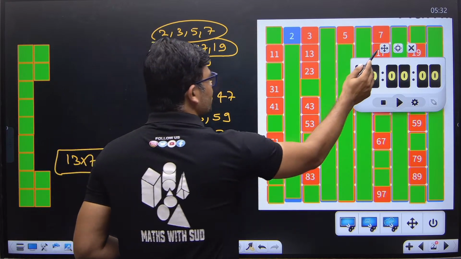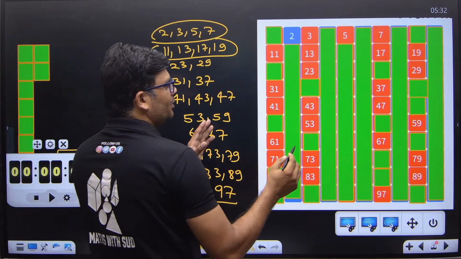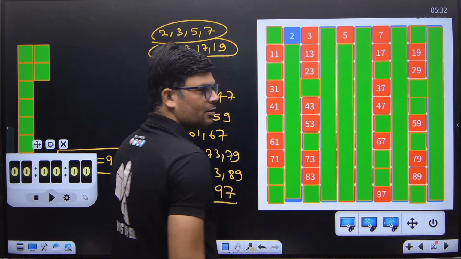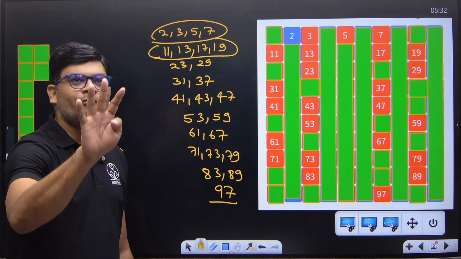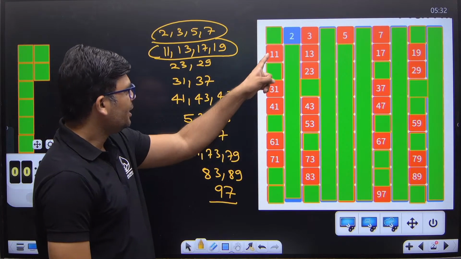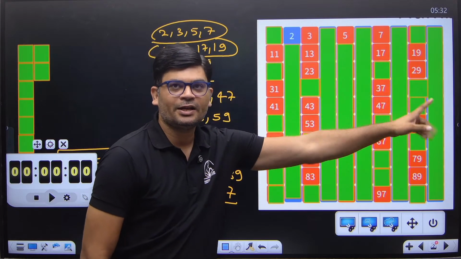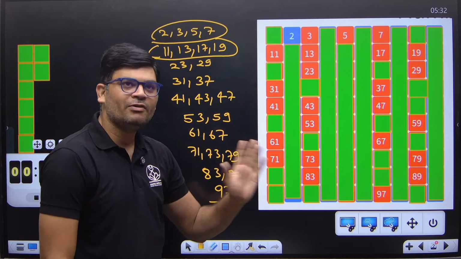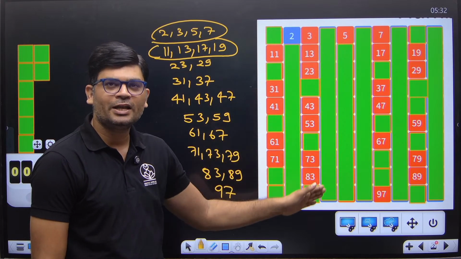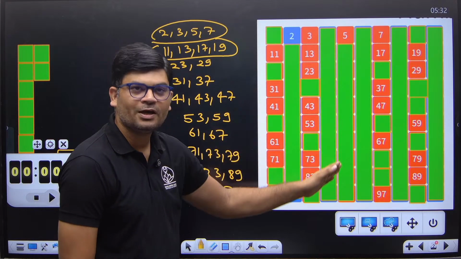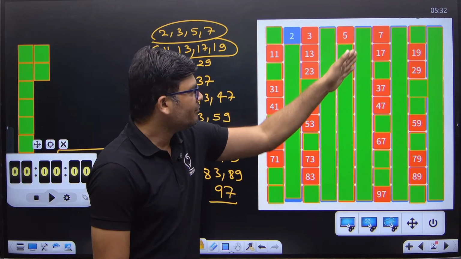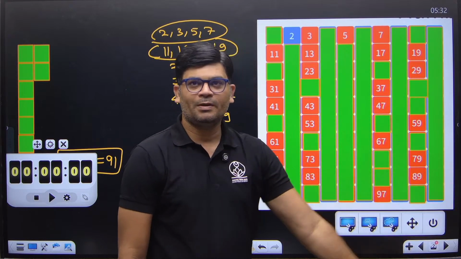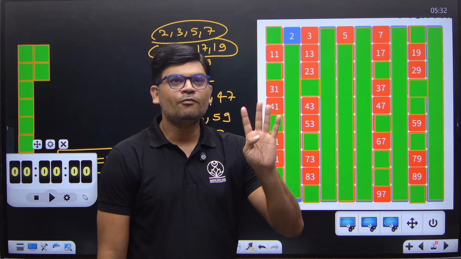If you look at these numbers carefully, you can find that there are only 4 kinds of prime numbers, ending with 1, 3, 7 and 9. The rest can never be prime numbers. A number ending with 2 can never be a prime number. A number ending with 4, 5, or 6 can never be a prime number. Numbers ending with 8 and 0 can never be prime numbers. So there are only 4 kinds of prime numbers.